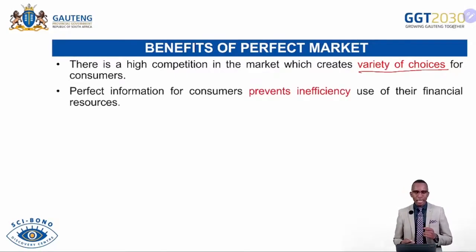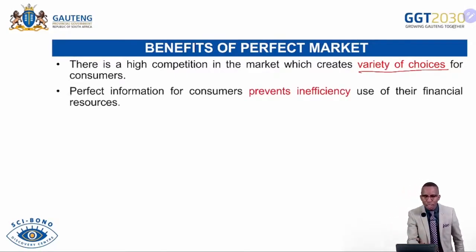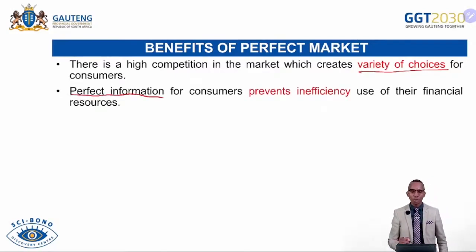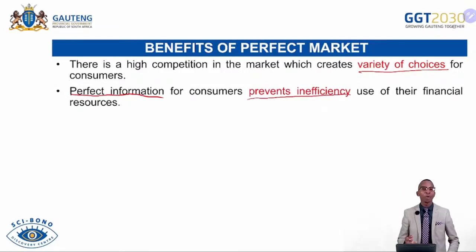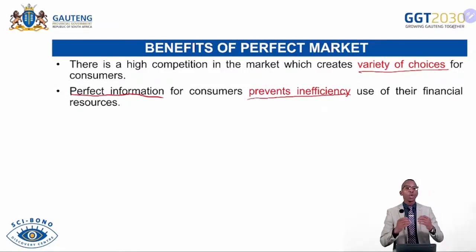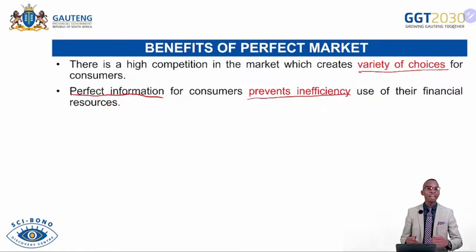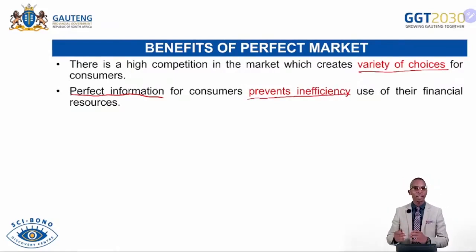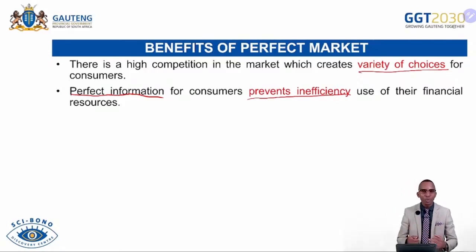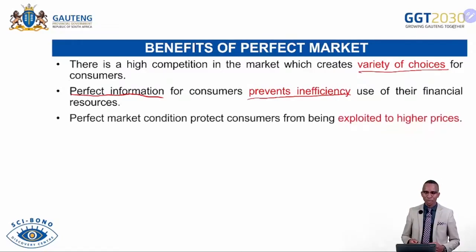Also, there is perfect information. So since consumers have access to the complete or the perfect information, this prevents inefficiency from occurring within the market, because consumers cannot waste their financial resources by demanding goods that do not suit their style and their standard. They will demand the product because they are well informed that it does suit their standard. So it prevents inefficient use of resources.